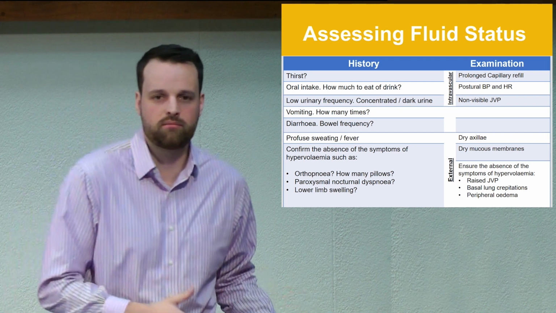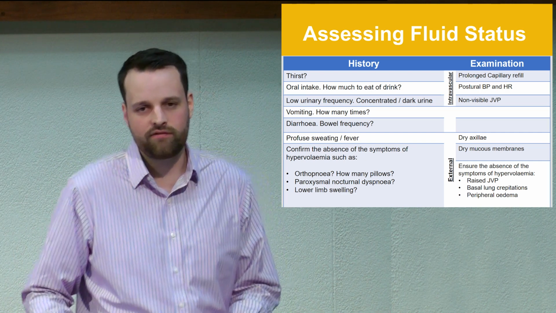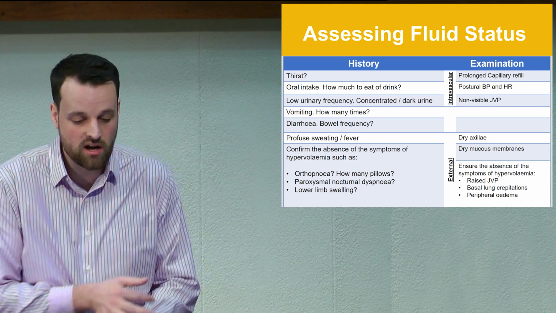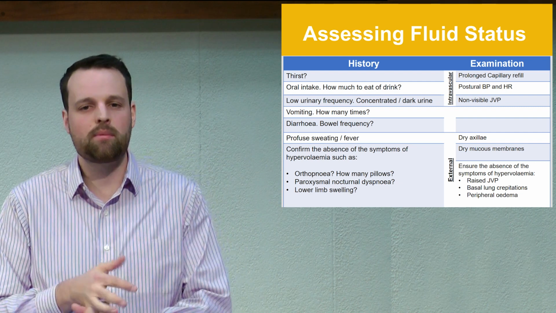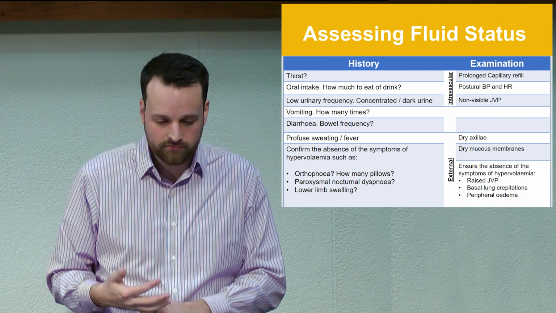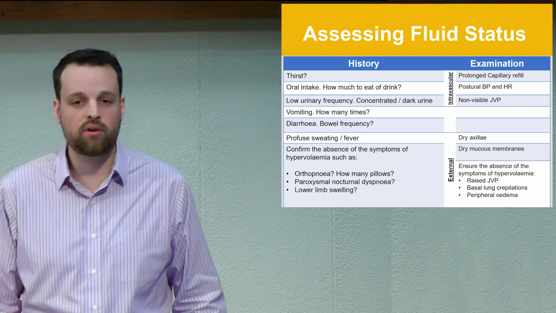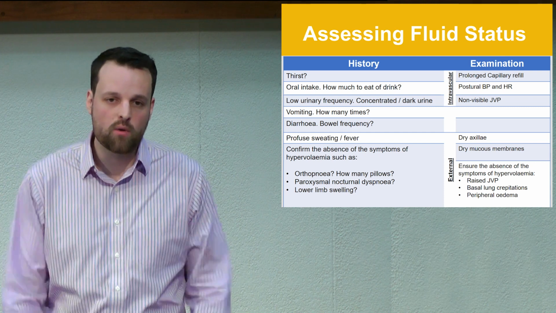So now ask them for the absence of features that would suggest otherwise. Ask them for the absence of features that would suggest hypervolemia. So ask them, do you get short of breath when you lay flat? You're asking about orthopnea. Ask them about how many pillows they sleep with at night. Ask them about paroxysmal nocturnal dyspnea. Do you ever wake up breathless in the night and need to get up out of bed because you're so breathless? Ask them about lower limb swelling.